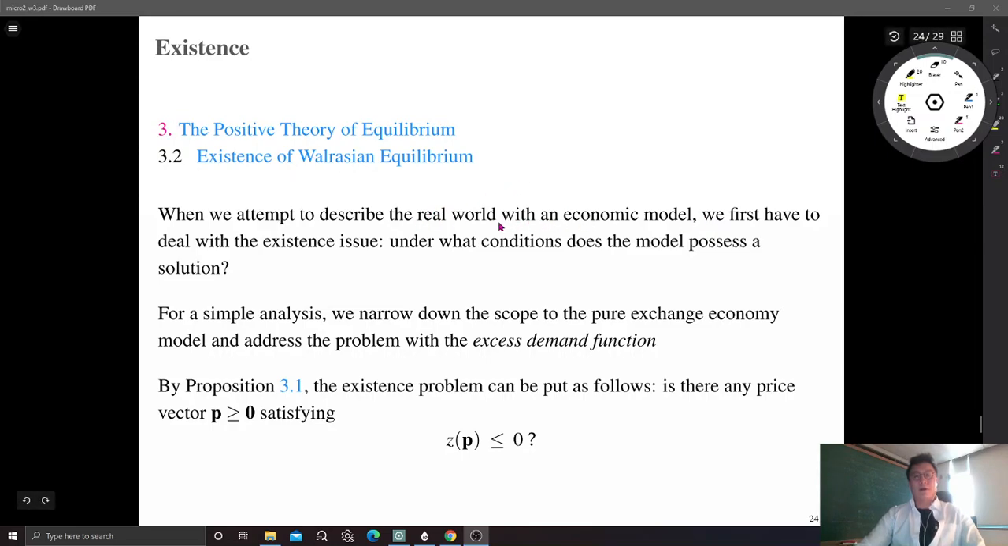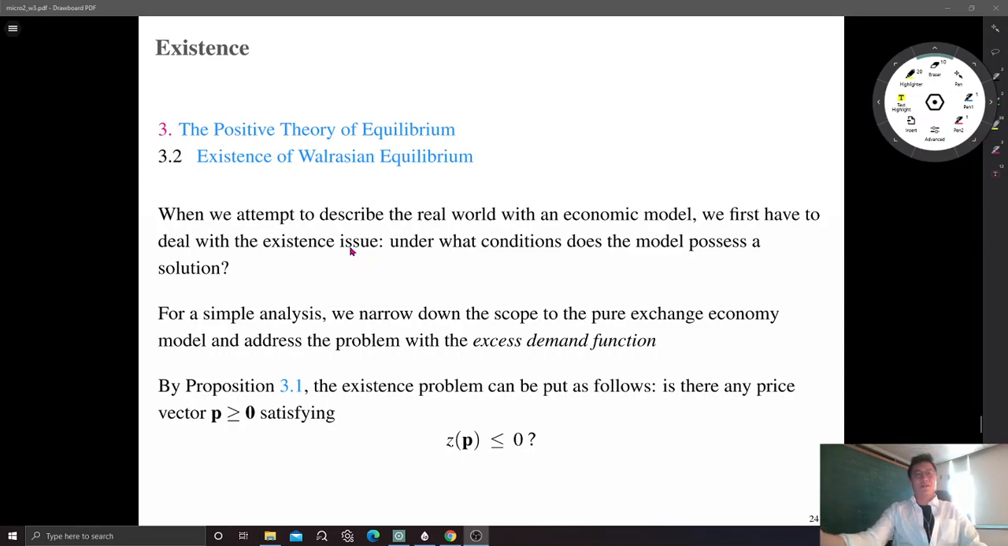Whenever we do such a positive theory analysis, the very first thing we have to do is to check the existence, whether the equilibrium does exist or not. If the equilibrium does not exist, it completely nullifies our analysis, the whole analysis. And there's no way to justify our equilibrium analysis if it turns out that the equilibrium does not exist. Although the existence problem sounds tedious, it is in fact a very important and fundamental question in economic theory.